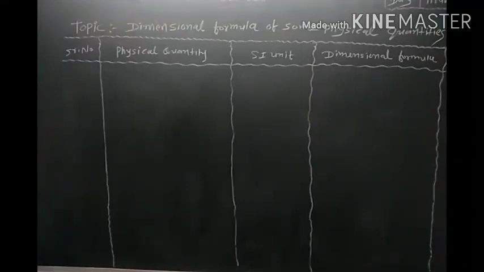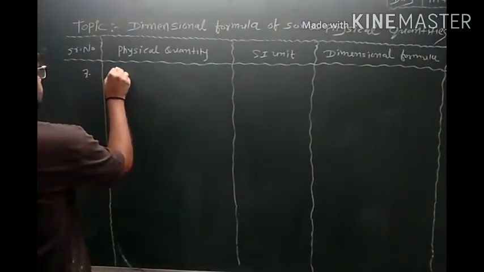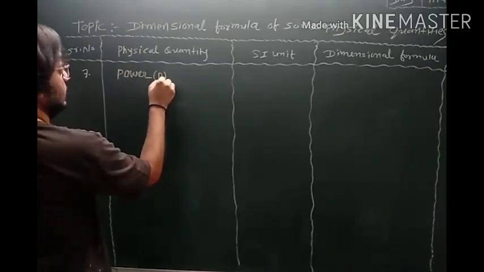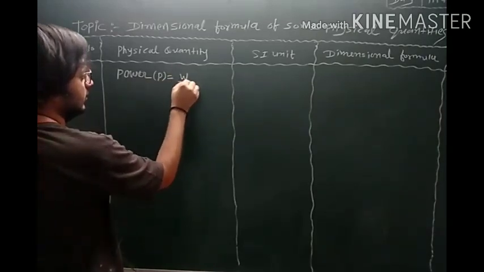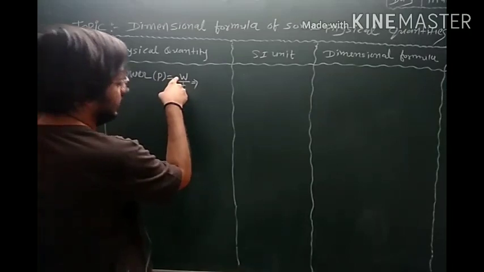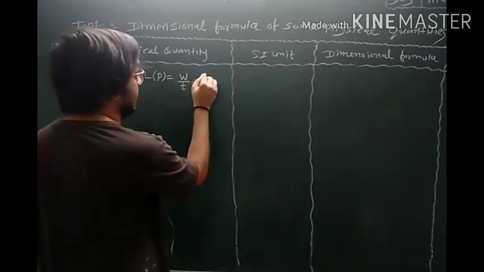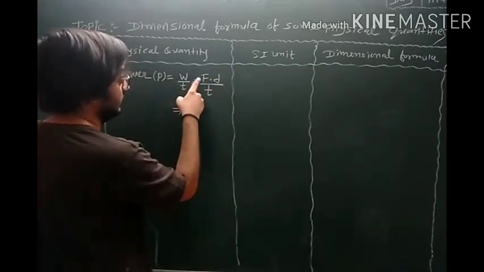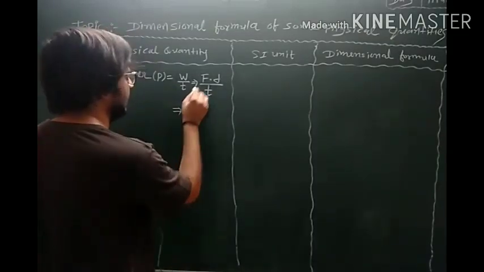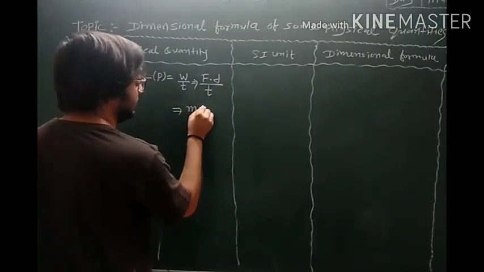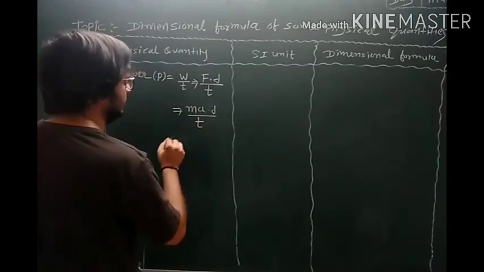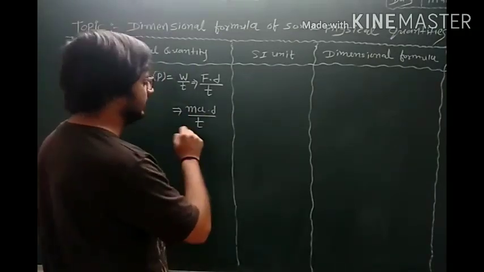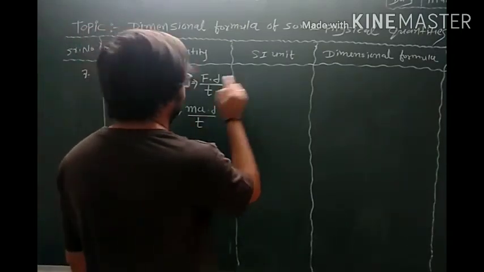Now we take another physical quantity, that is power. Power is the work per unit time. We know that the equation of work is force into displacement. Time is already given. From Newton's second law, the equation of force is F equals m into a, and d is already given. Here m is the mass of an object, a is the acceleration, d is the displacement, and t is the time. So you can write down the SI unit of power.